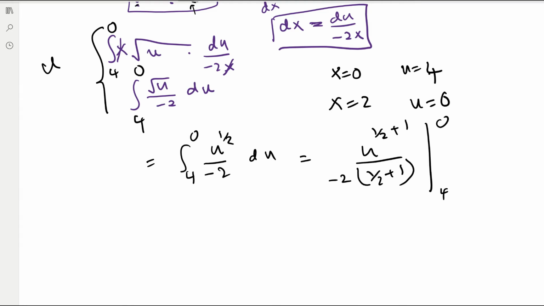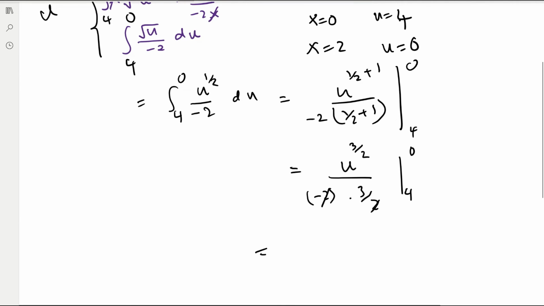There's no plus c here because this is a definite integral. So this is u to the 3 over 2 divided by negative 2 times 3 over 2, from 4 to 0. The 2 cancels out. So then we get u to the 3 over 2 over minus 3, from 4 to 0.